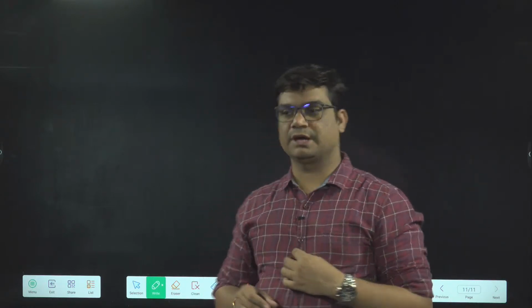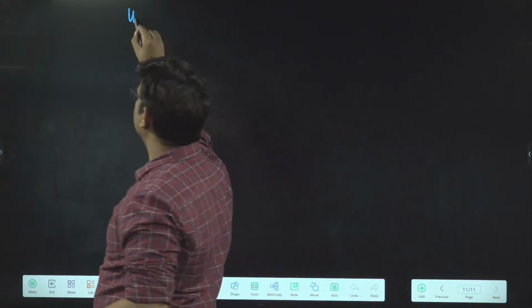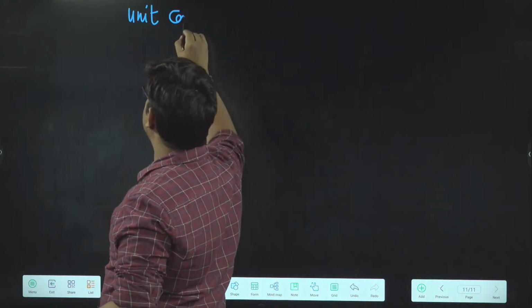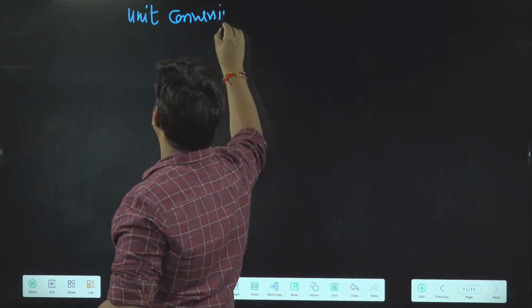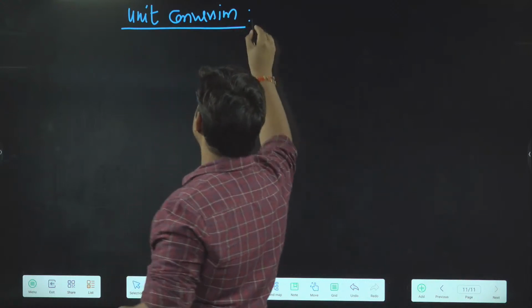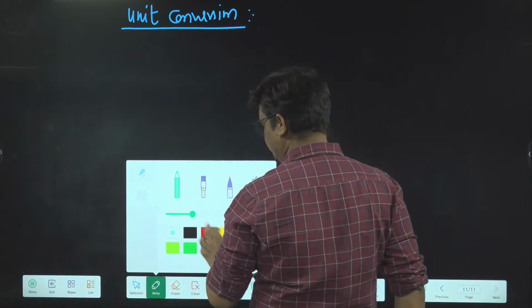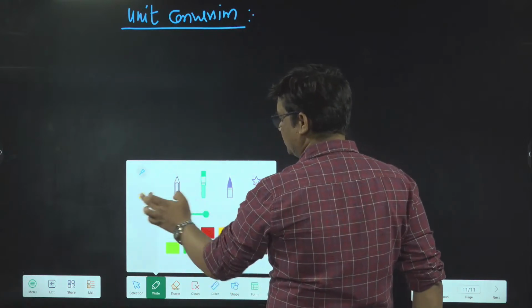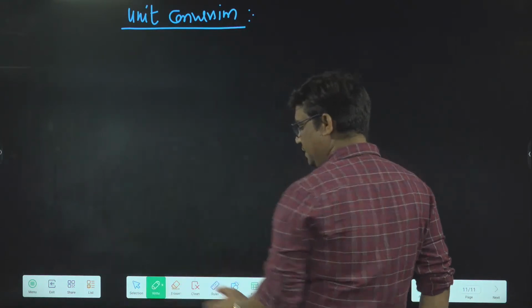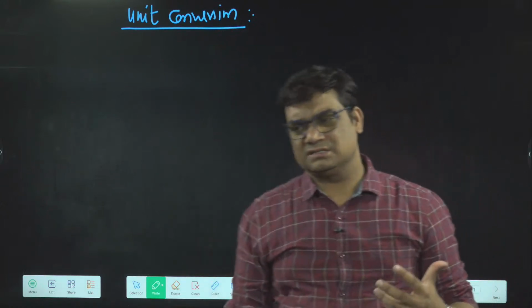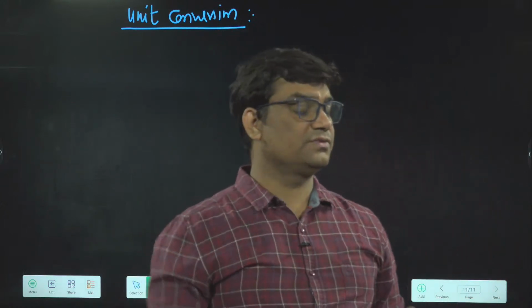Okay, so now we have to write the unit conversion. You can write this heading, unit conversion. Using the dimensions, basically, we can convert the units. And we need to learn this without dimensions also, because a lot of time we have to use it.